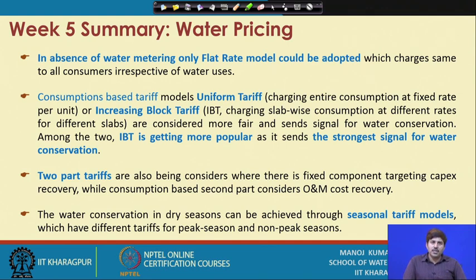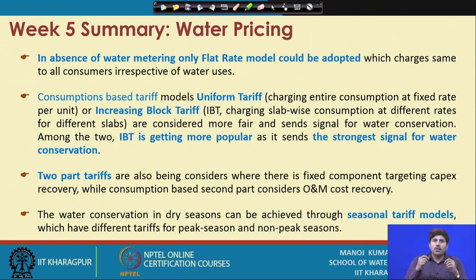Among the consumption based tariff models, there is the uniform tariff, which charges the entire consumption at a fixed rate per unit, and the increasing block tariff, also known as IBT, which charges slab-wise consumption at different rates for different slabs. They are considered more fair and send a signal for water conservation, because they charge based on consumption. Otherwise, in the flat rate model, whatever quantity one household is using, everybody has to pay the same price, whereas the consumption based tariff sets different prices for different consumption.